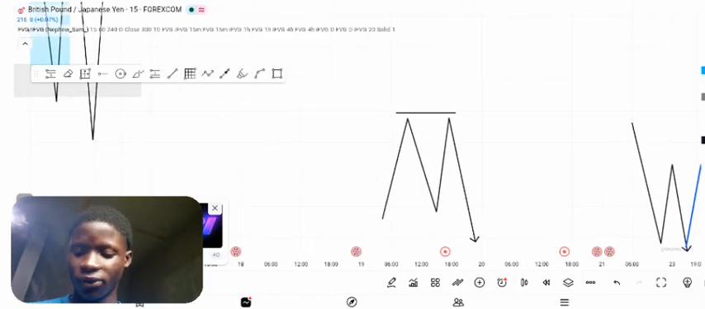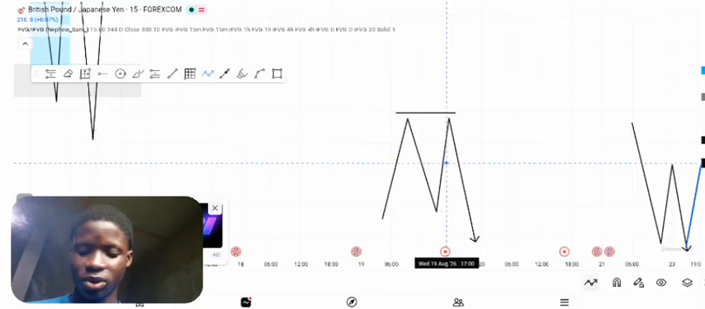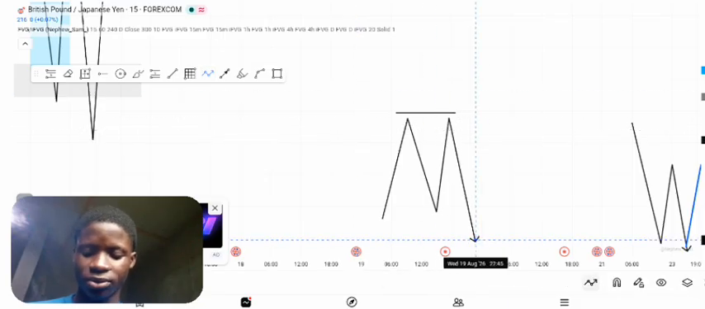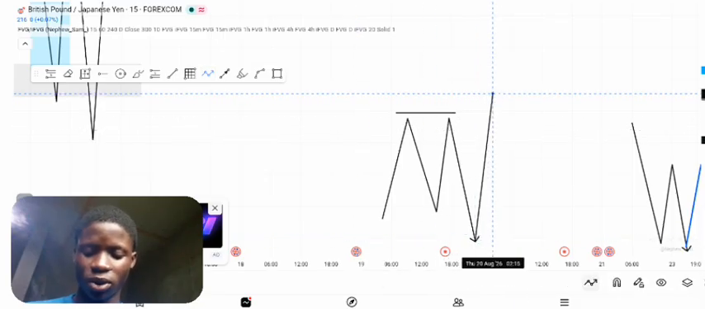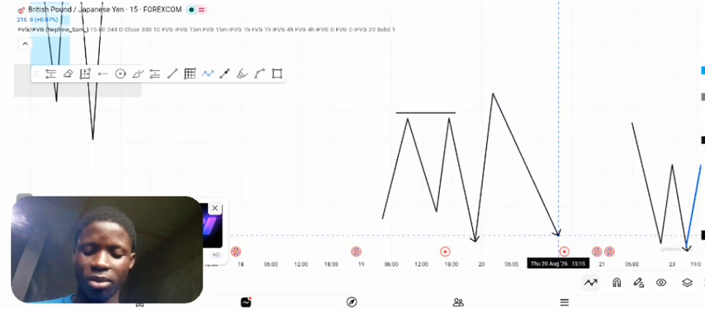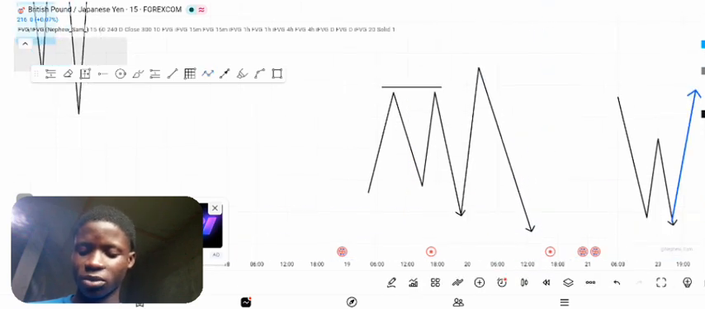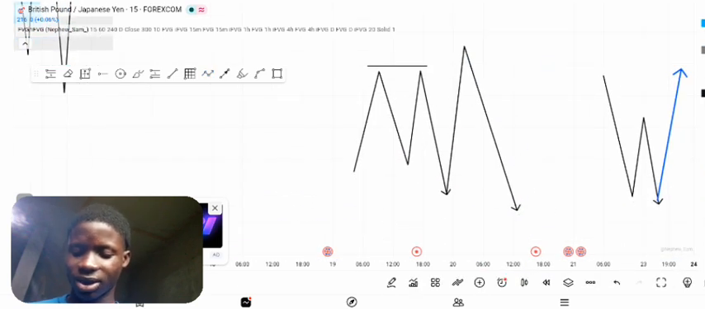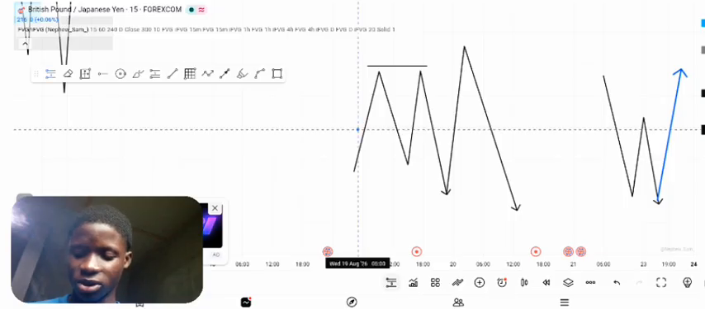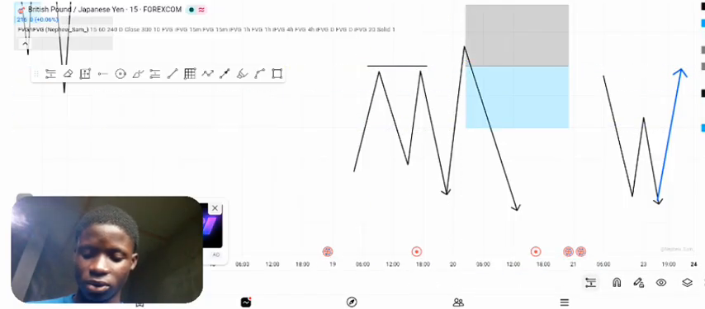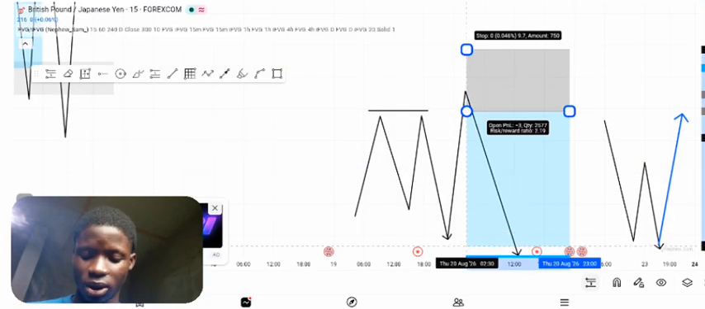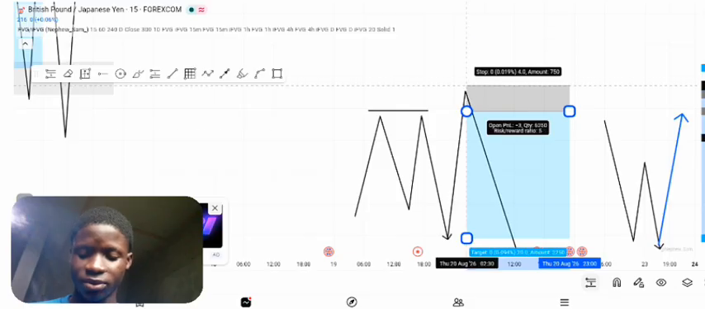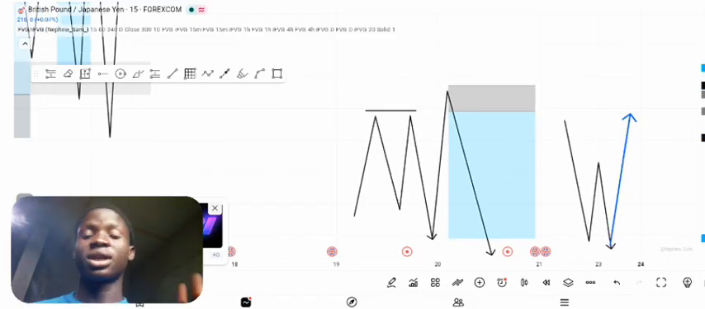You can see, if you want to trade it, these are liquidity. You wait for the pullback from here. You wait for price to sweep liquidity here before you enter from this place, and target this place. This is how to trade it in real time.